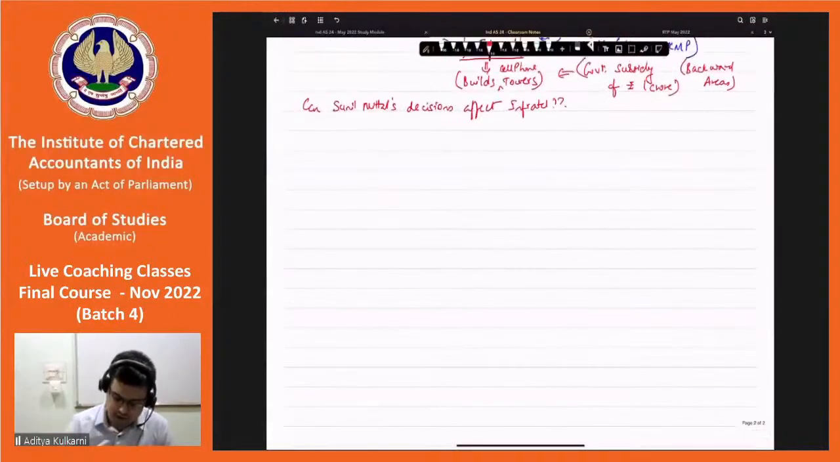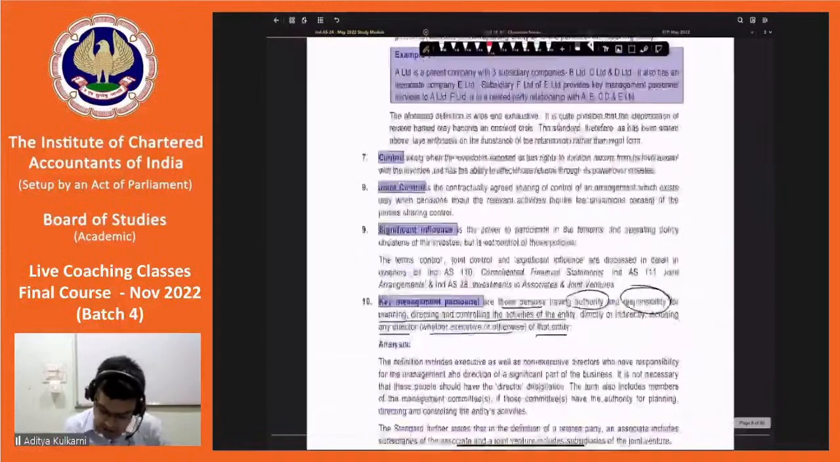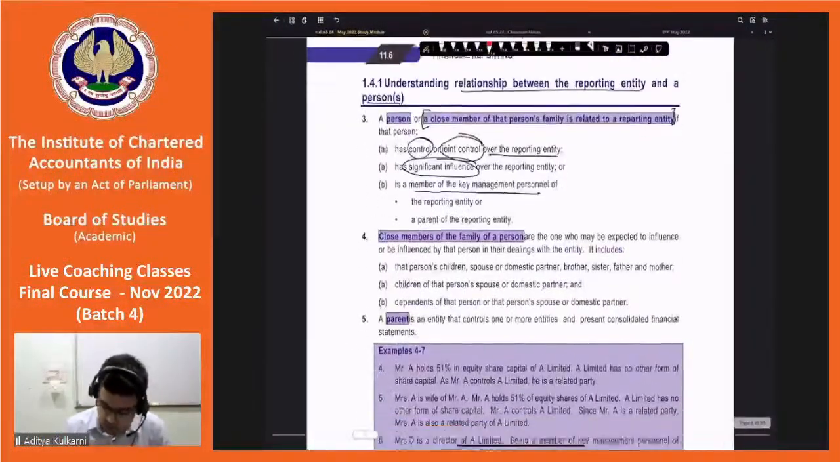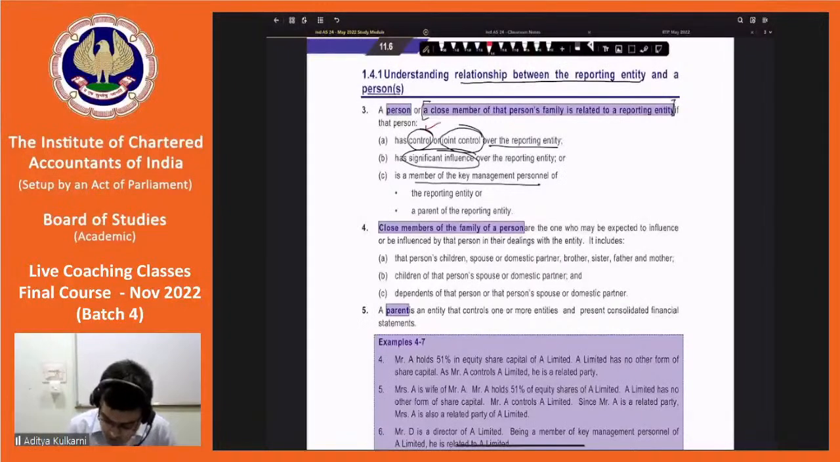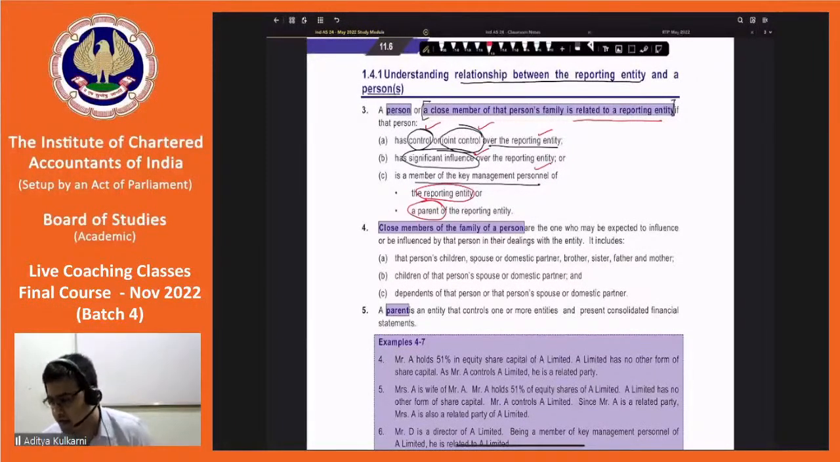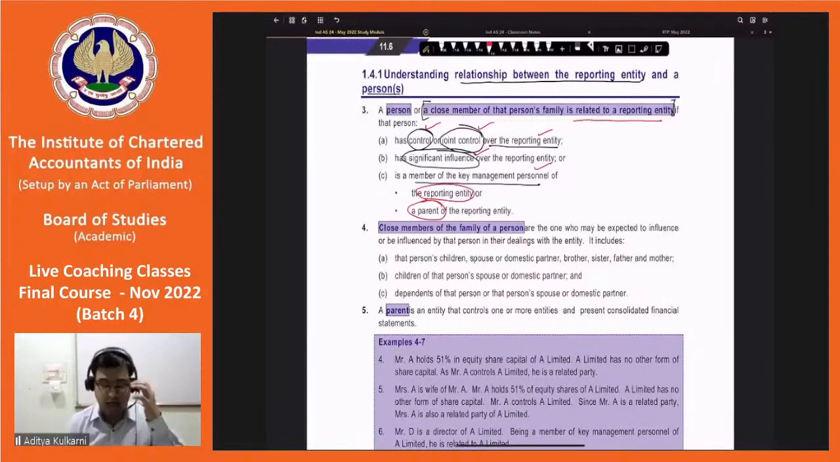Let us move further. We'll look at the study module. A person has control, joint control over the reporting entity, or he has significant influence over the reporting entity, or is a member of the key management personnel of either the reporting entity or the parent of the reporting entity. If that is the case, then the person would be related to the reporting entity.